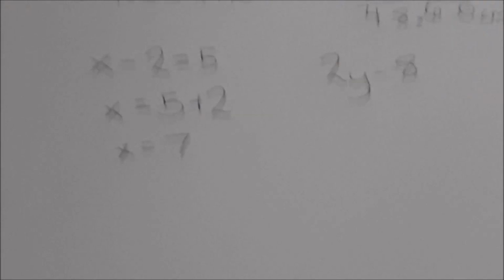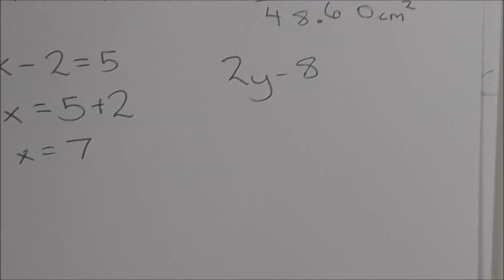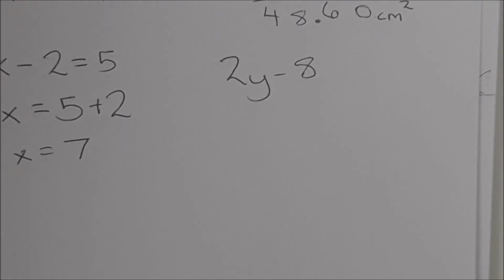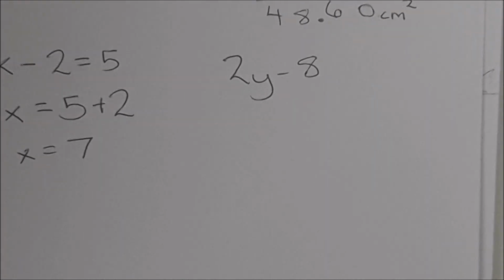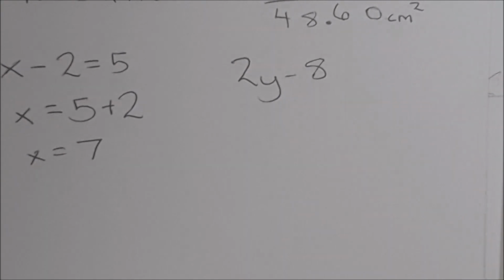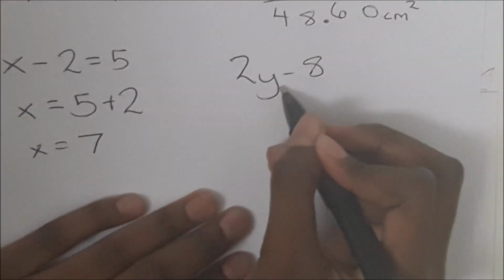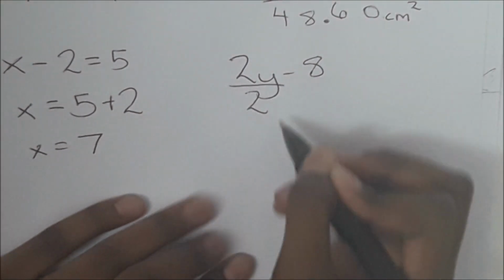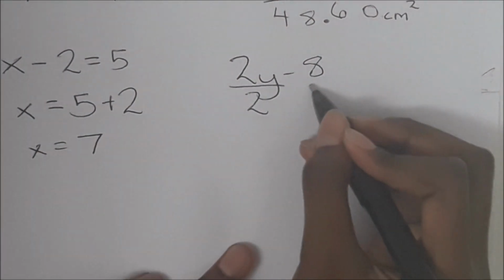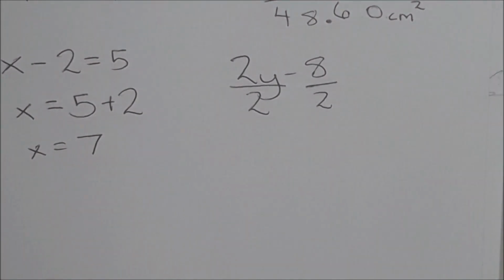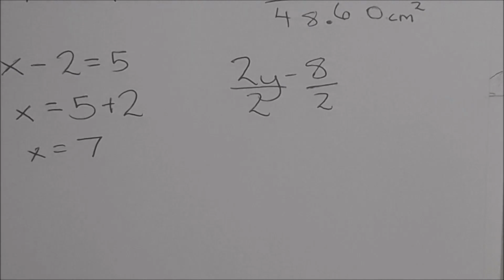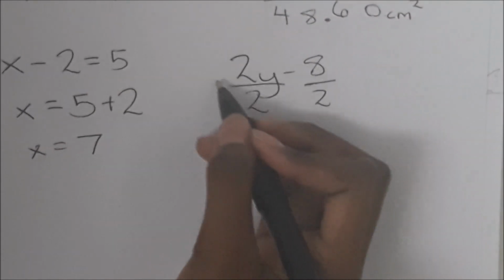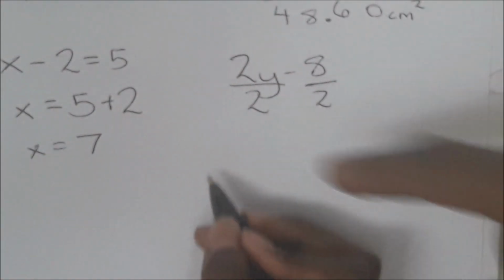Okay, 2y minus 8. Now, we're looking at the two numbers, 2 and 8. What's common? 2 is common, so put a line under the 2y and divide by 2, and put a line under the 8 and put a 2 on the bottom. And let's set up your answer. Under that, put a bracket.